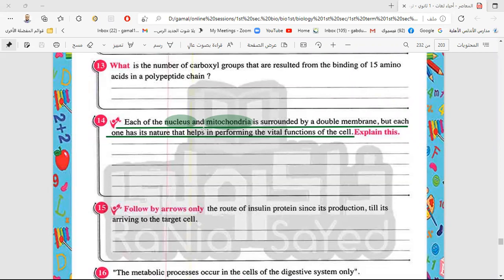Mitochondria control what? Responsible for what? Mitochondria are responsible for the production of energy in the cell, by oxidation of glucose. It is the center of oxidation of glucose and releasing energy, in the form of ATP molecules, by burning glucose. So he asked you to mention the function of the nucleus and the function of the mitochondria. Is it okay?